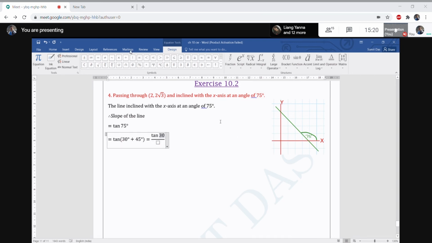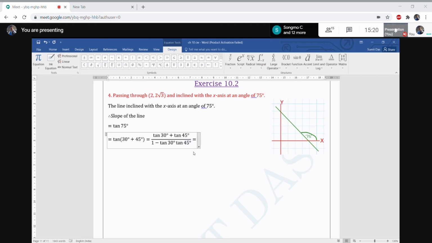divided by 1 minus tan A tan B. Okay, now put the values.